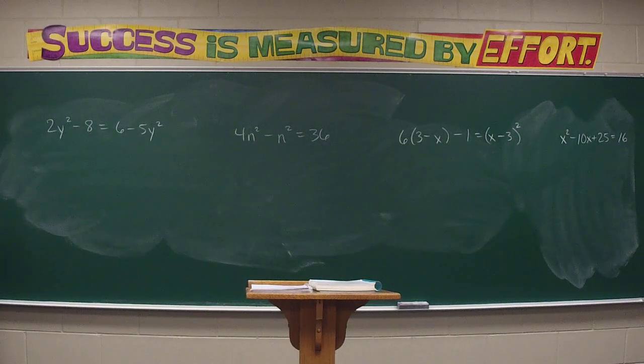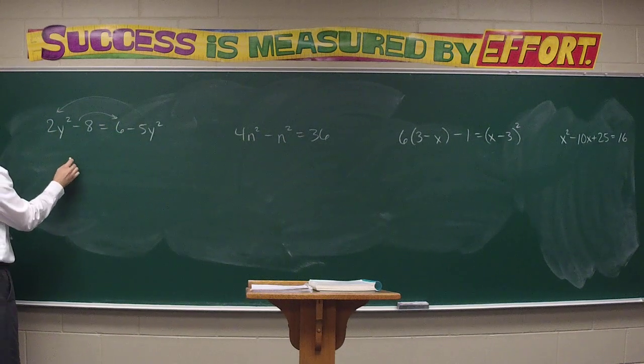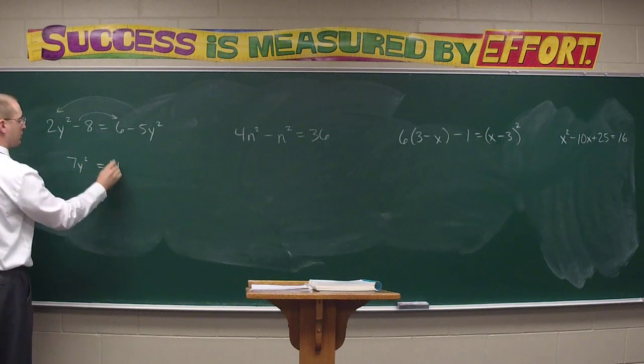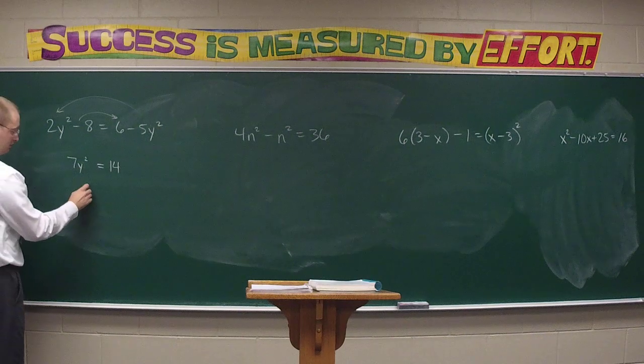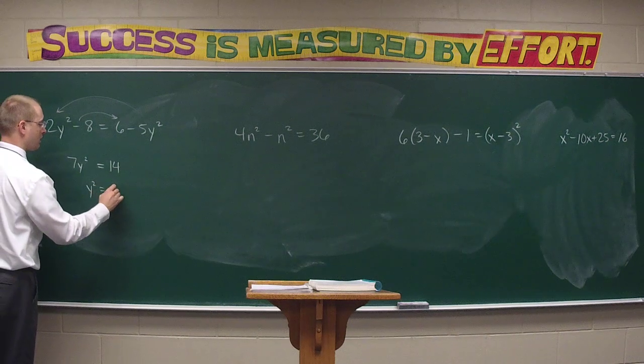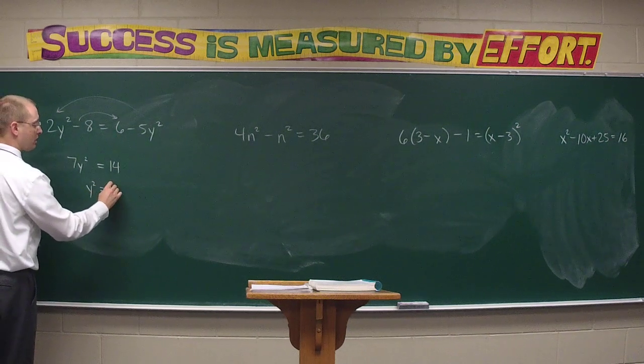I got the -5 on the same side and the -8 on the other side to get to 7y squared equals 14. Good. Divide away the 7 to get... Oh, because you're going to write y squared equals positive or negative. Well, not yet. Just y squared equals 14 over 7.